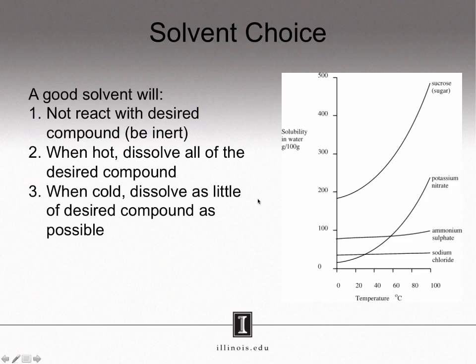In contrast, if you look at sodium chloride, this bottom line, we see that the solubility does not change very much as our temperature increases. Therefore, water would be a poor solvent to try and recrystallize sodium chloride from. Finally, as a practical concern, our solvent should be volatile. In other words, easy to evaporate, easy to remove. The easier it is to dry your crystals, the better the recrystallization.